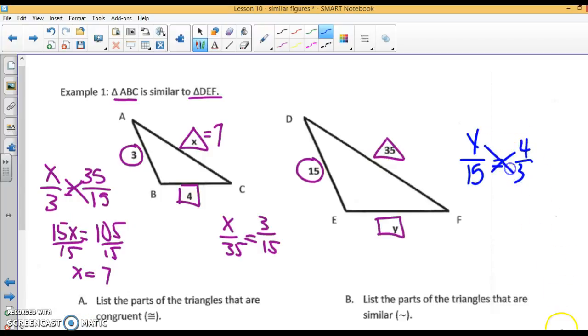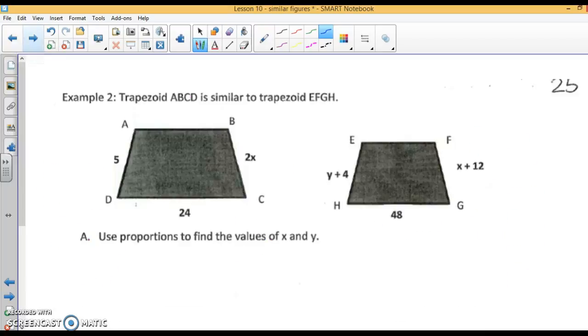Let's solve the proportion. 3 times y is 3y. 15 times 4 is 60. Divide both sides by 3. y is 20. So I found my 2 missing sides. All right, let's try this one.